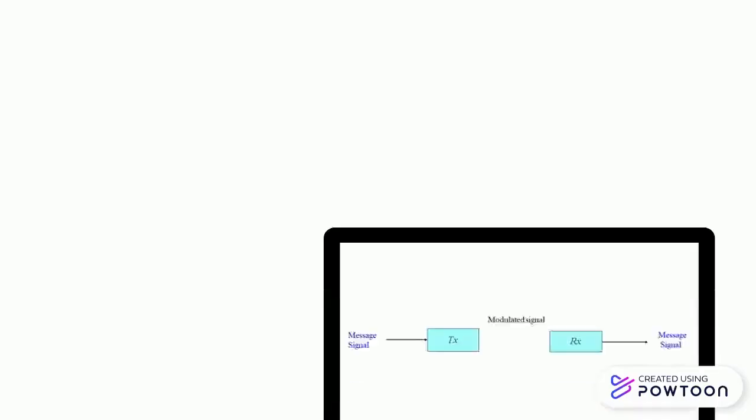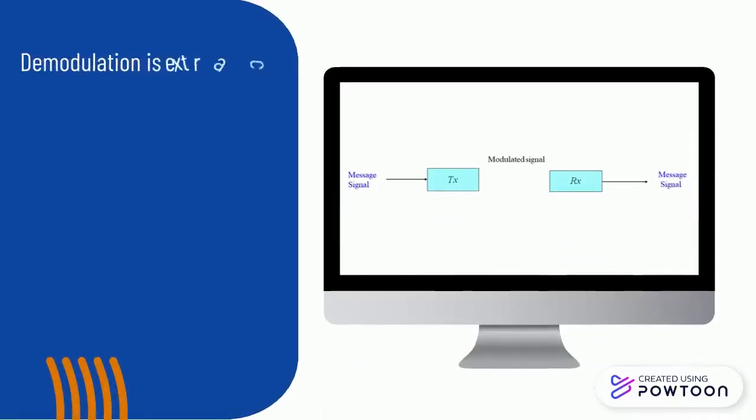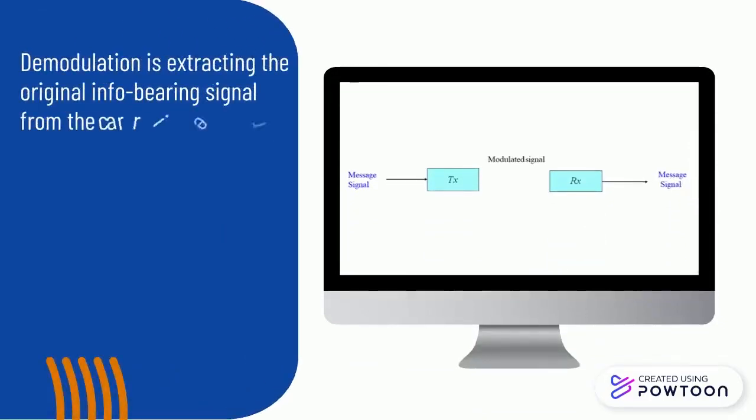Definition of demodulation. Demodulation is extracting the original information-bearing signal from the carrier wave.